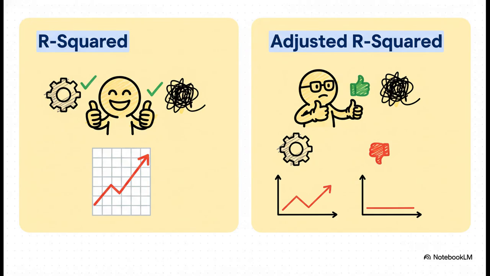This slide really says it all. Regular R squared, it's kind of a people pleaser. It can be fooled by useless variables because it always wants to go up. But adjusted R squared, it's like the tough but fair teacher. It only gives you a better grade if you've added something that genuinely makes the model smarter.